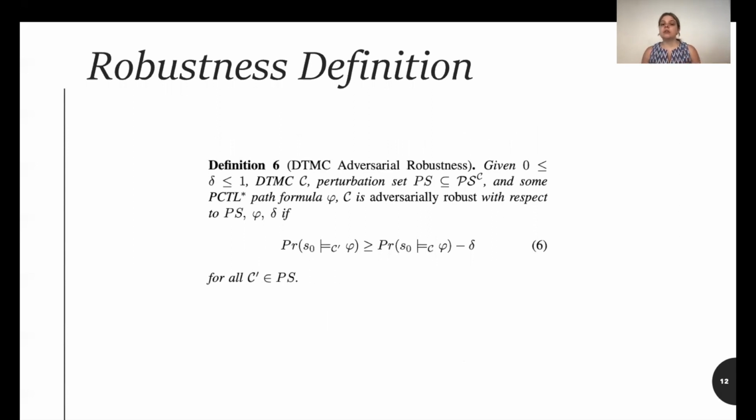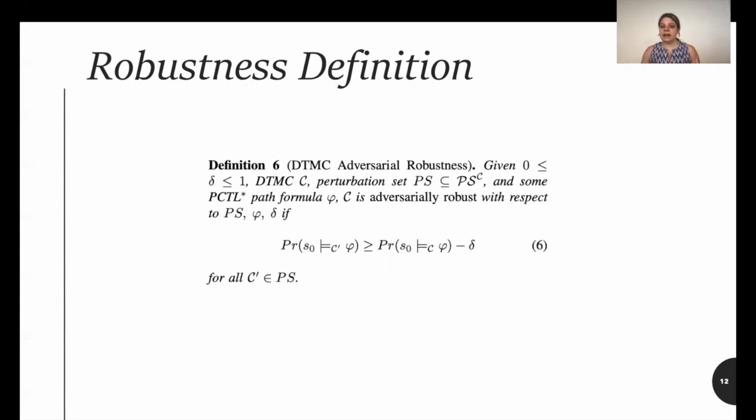So in this case, we're looking at a specific Markov chain C. And the Markov chain C can be modified by an adversary to be anything within a predefined perturbation set PS. And so the perturbation set is the set of all of the potential Markov chains that are the result of a perturbation by the adversary. So we might say a Markov chain that shares 3 transition probabilities with the original Markov chain, but can vary in any other way, something like that.